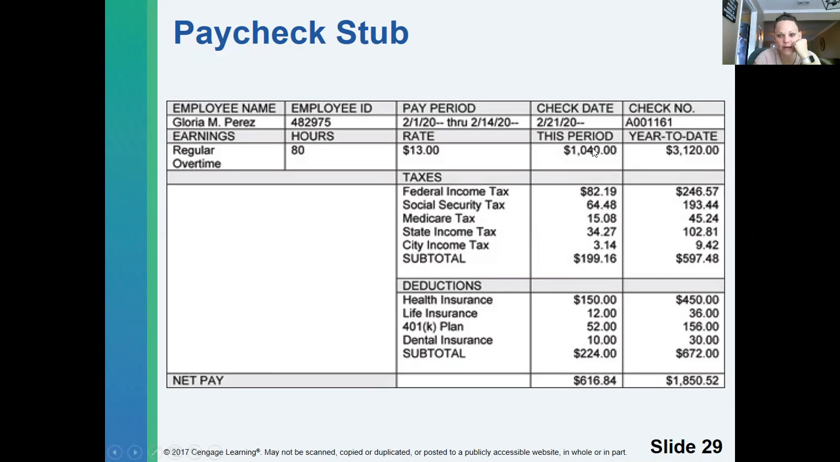And then you can kind of scroll down. So that second to last column, her taxes. So she paid $82 in federal income tax. All those other taxes, almost a total of $200. And then she had deductions, health insurance, life insurance, 401k, dental, $224. And so her pay period was $1,040. That was her gross pay up at the top, but her net pay down at the bottom was only $616. So she lost over $400 in taxes and other deductions.